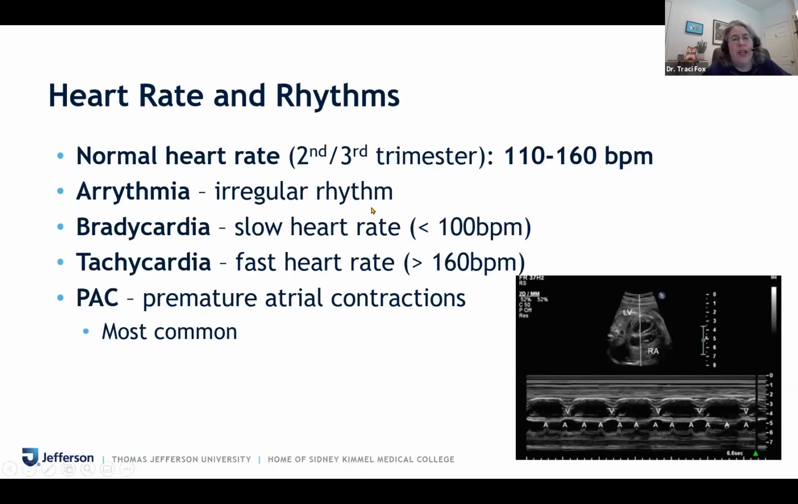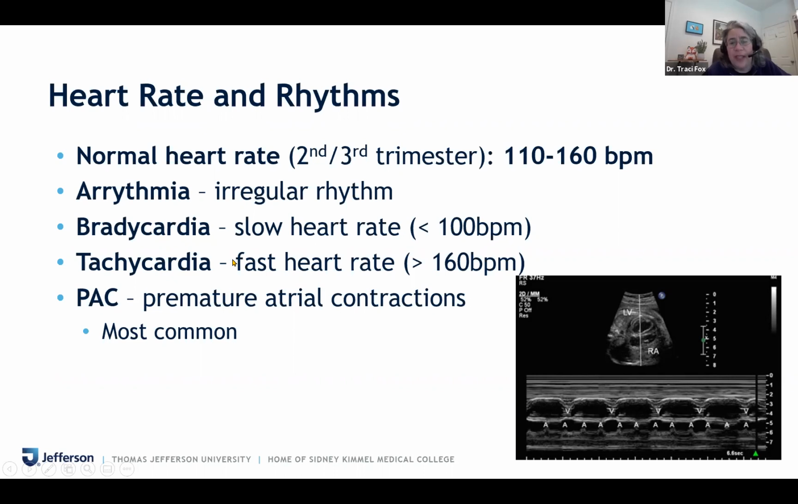As far as rate and rhythm, in the second and third trimester, the typical heart rate is around 110 to 160. The heart rate can go up, of course, with fetal activity. It should never be below 110. An arrhythmia is an irregular rhythm. They're not uncommon, but if you see them, you should document them. Bradycardia is a slow heart rate, less than 100 beats per minute. Tachycardia is a fast heart rate, greater than 160.